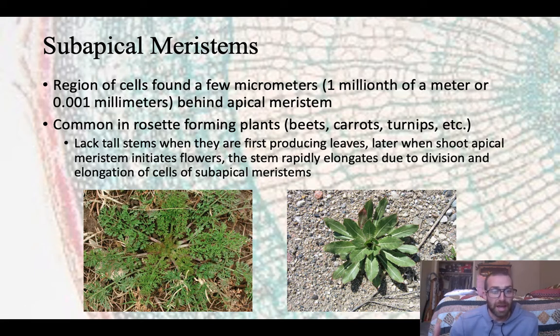Well, during that, one of the important regions that is helping that stem develop so quickly is this subapical meristem. So you have your meristem that's producing new tissues, and then your subapical meristem right behind it is producing new cells and tissues to help speed along the growth of that stem. So that's subapical meristems. Again, this isn't as important as the main ones, but it's something just to be aware of.